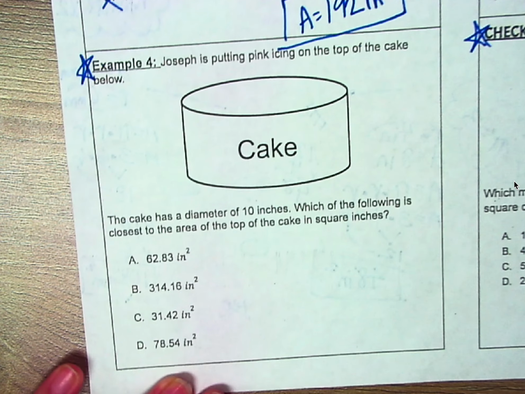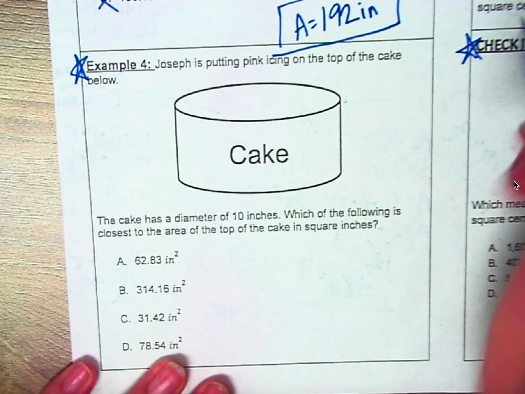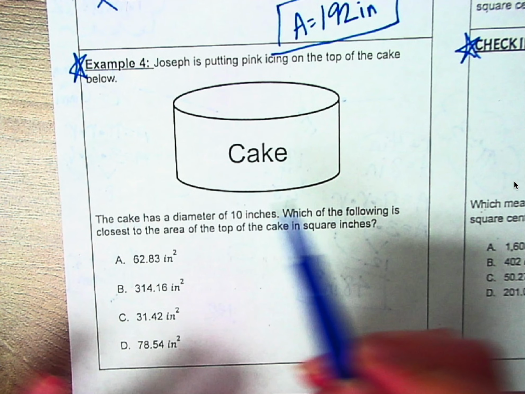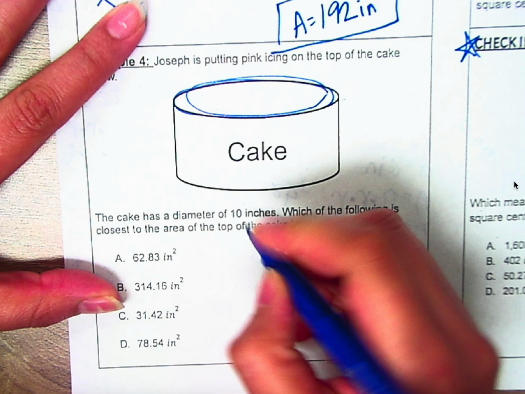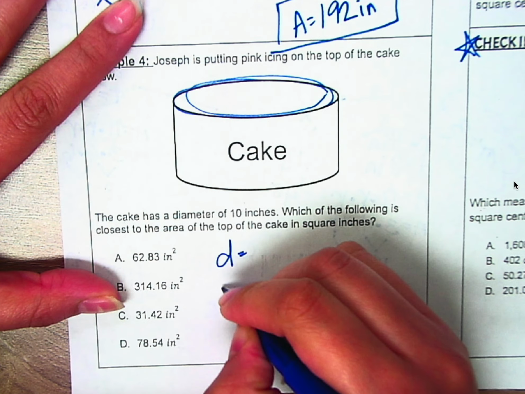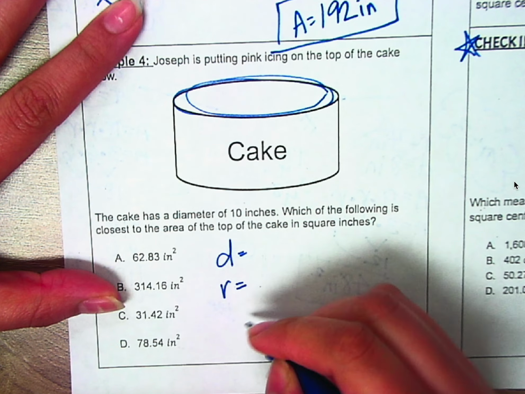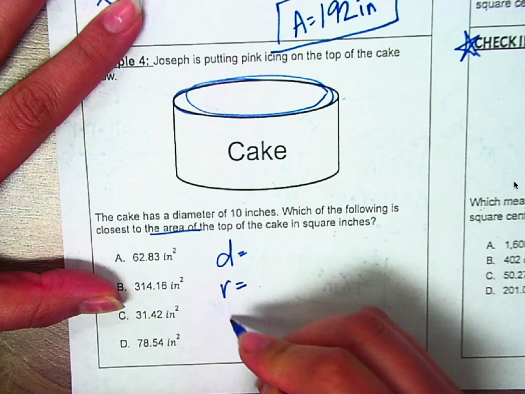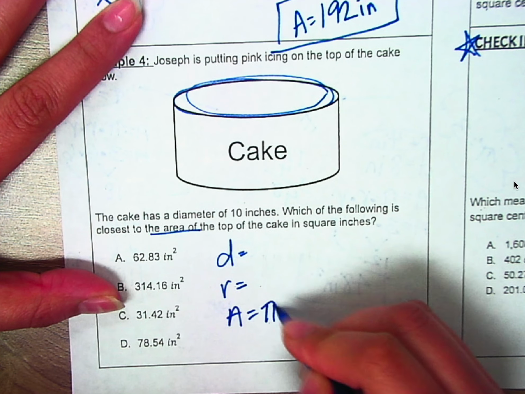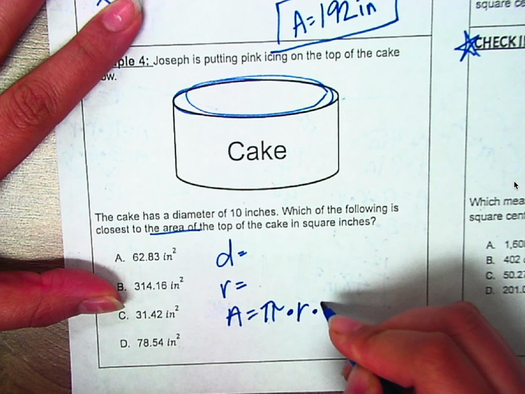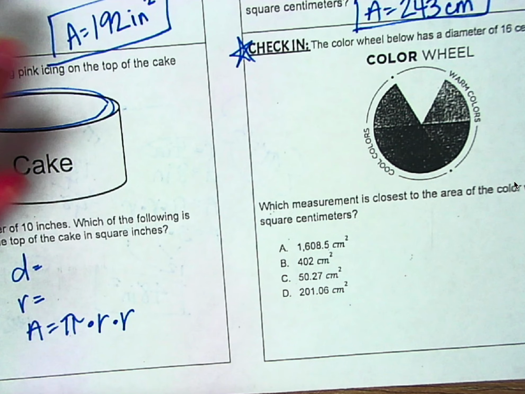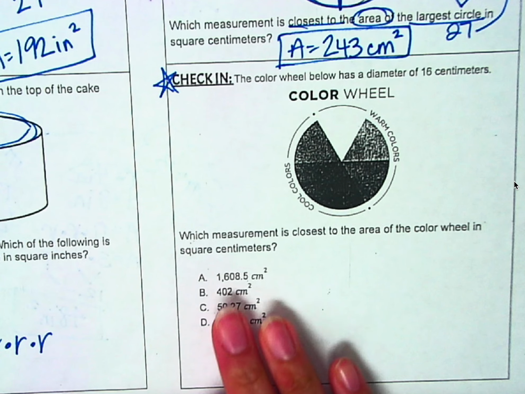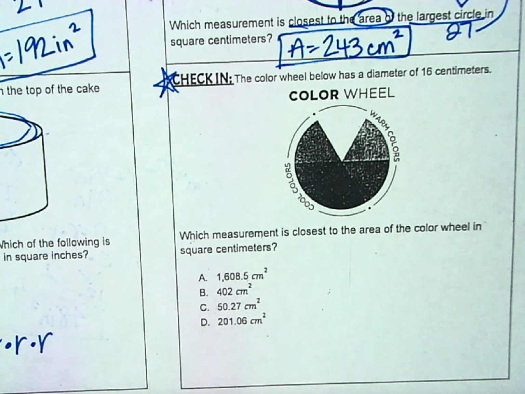Now, I want you to do example 4. Example 4 says the cake has a diameter of 10, so I'm only looking at the top of the cake. Okay. I want you to give me the D, the R, and then it's talking about area, so we need to write out the formula. Okay. I need to see this. If I don't see it, you're not going to get a good grade. You're going to do the same thing for both. Raise your hand when you're done so I can go by and check.